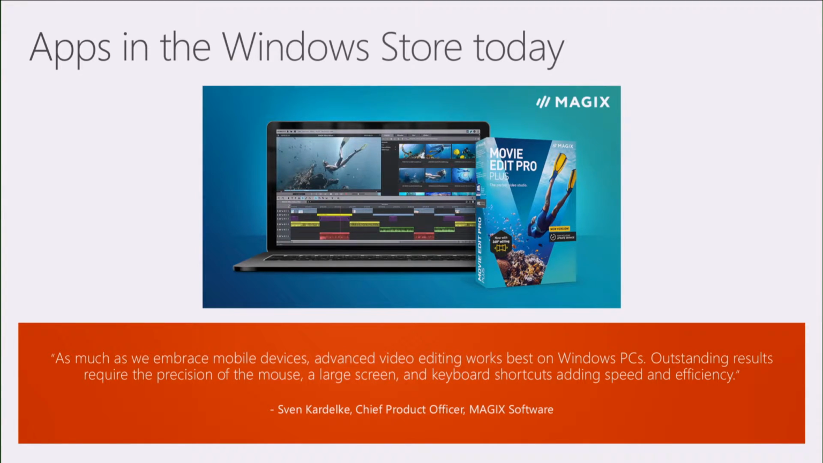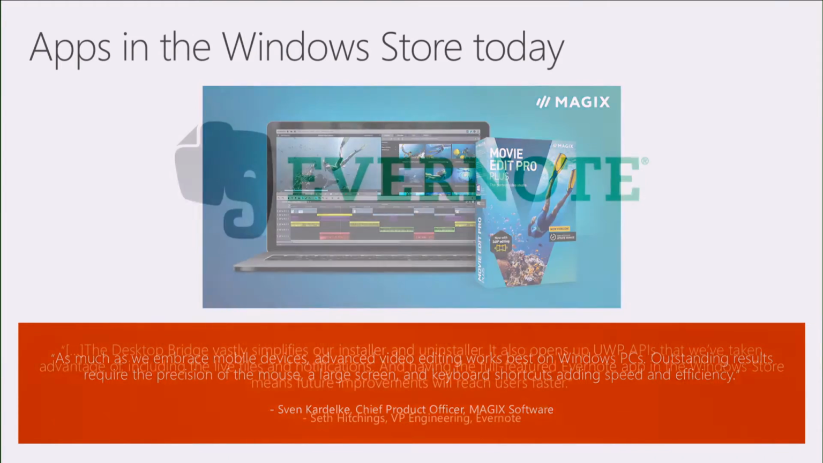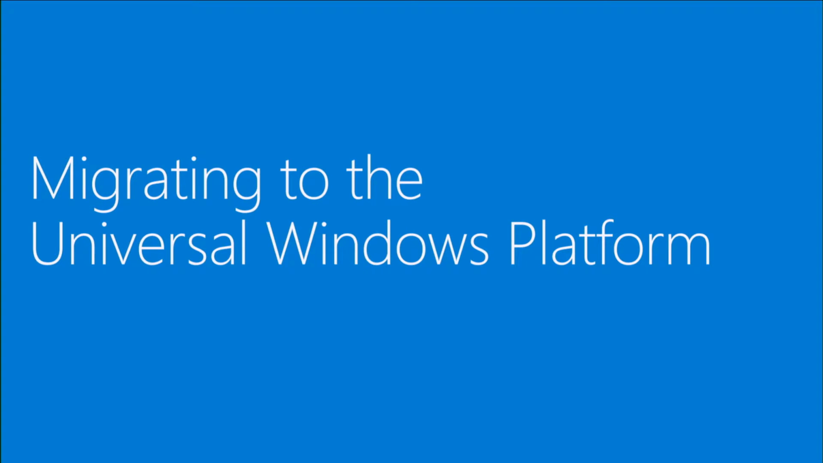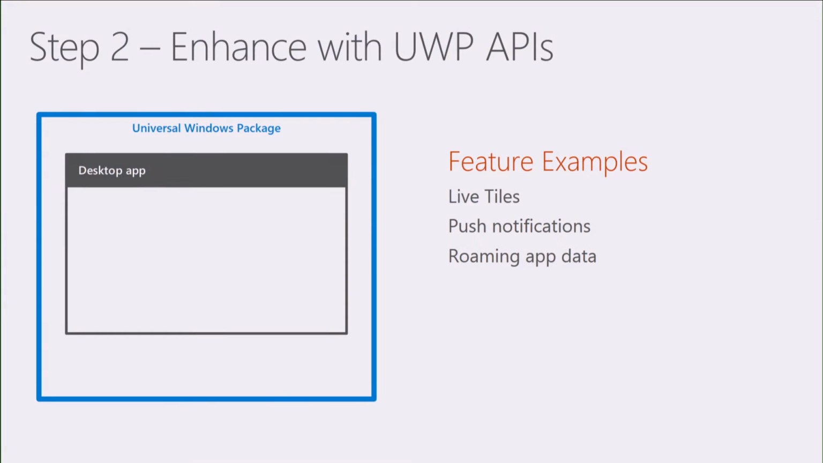Evernote is another example that is in the store today, and their desktop application actually can be pulled down from the store. It gives them that sort of flexibility in terms of installation, and it simplifies things for them. And they actually integrated live tiles and push notifications in their application as well. So they did that sort of modernization step of their existing software. So moving on to how do you actually do that?